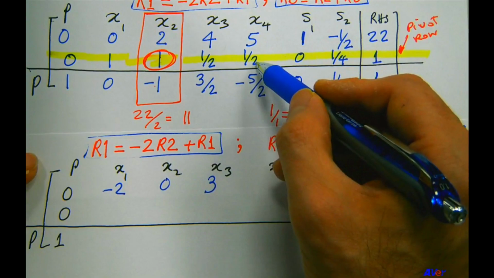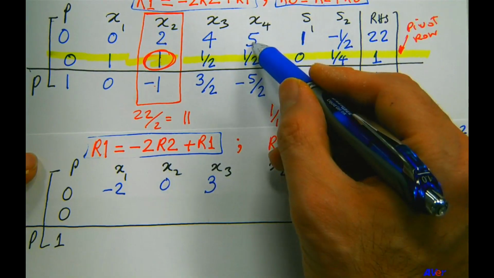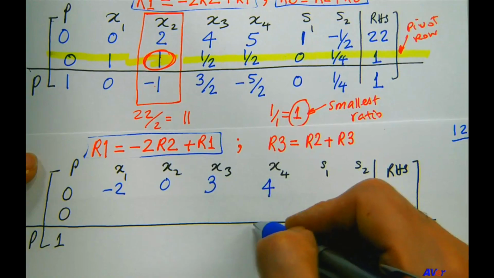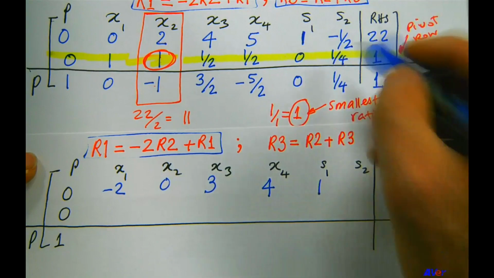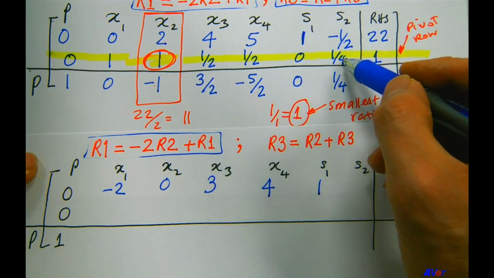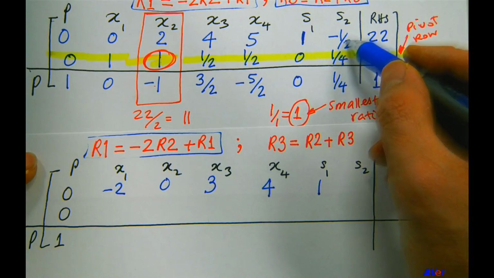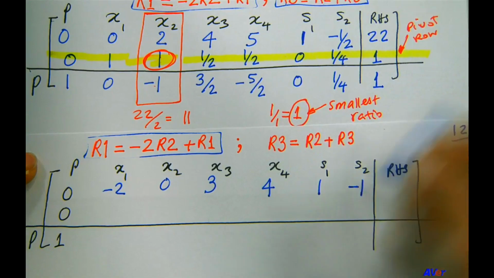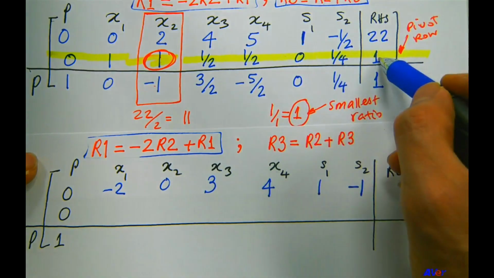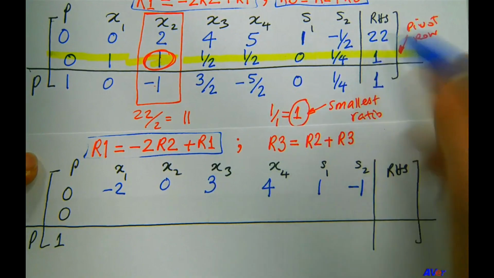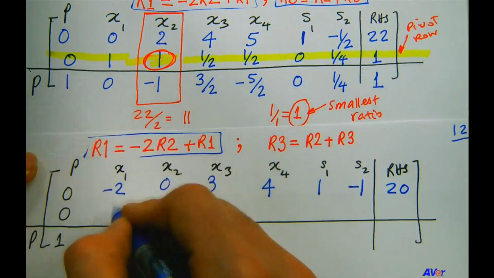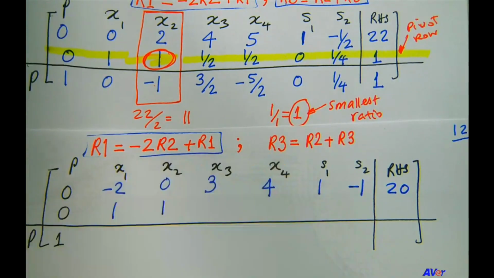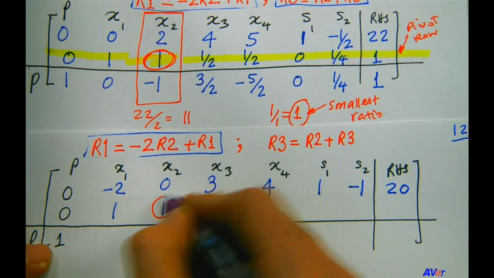Minus 2 times 1 half is minus 1, plus positive 5 is positive 4. Minus 2 times 0 is 0, plus 1 is 1. Minus 2 times 1/4 is minus 1 over 2. Minus 1 over 2 plus minus 1 over 2 is minus 1. Minus 2 times 1 is minus 2. Plus 22, we get positive 20. The second row is the pivot row, so let's write it down as it is. And this is our pivot element right here.